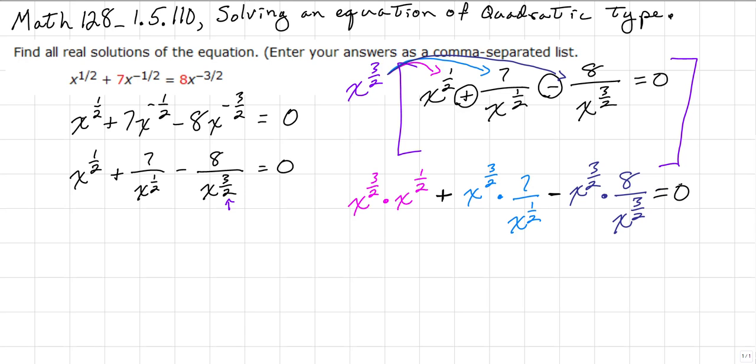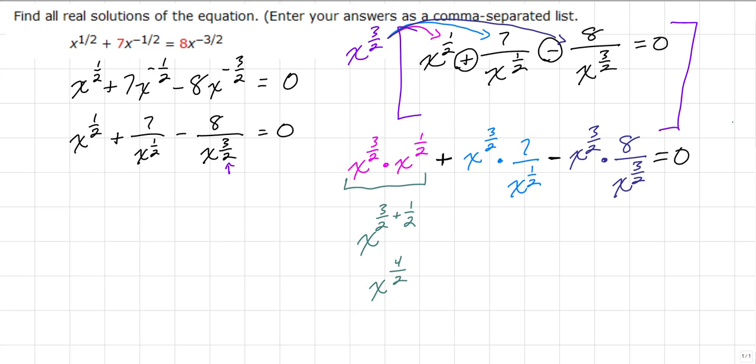Now let's look at the first expression. x to the 3/2 times x to the 1/2. These are like bases, so I'm going to add the exponents. 3/2 plus 1/2 is going to give me 4/2, but I'm going to go ahead and write out x to the 3/2 plus 1/2, and then I'll write it as x to the 4 over 2 power. Now, I can go ahead and simplify that and simply have x squared.